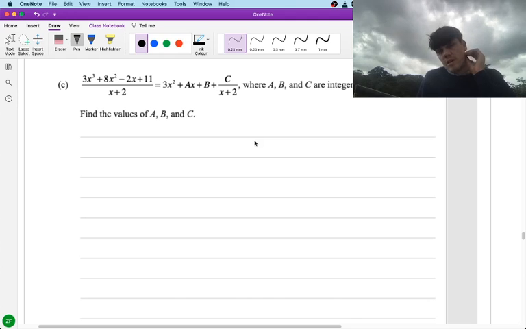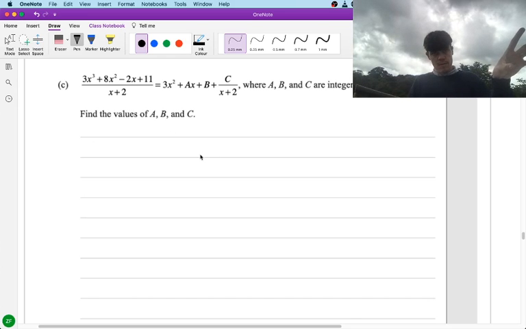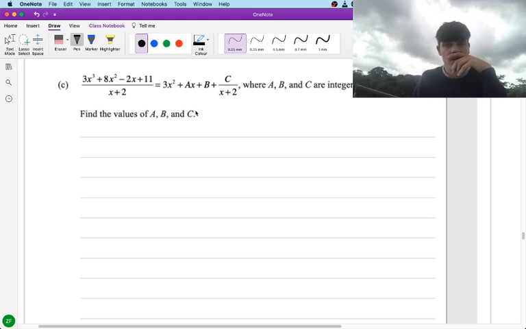3x cubed plus 8x squared minus 2x plus 11 all over x plus 2 equals 3x squared plus ax plus b plus c over x plus 2, where a, b, and c are integers. Find the values of a, b, and c. So what's going to happen is we're going to shove all of the integers on the left side. Ooh, after I've multiplied by x plus 2? I think that has to be done, yeah.